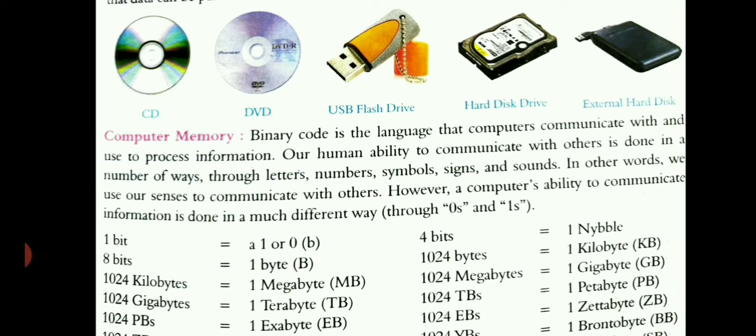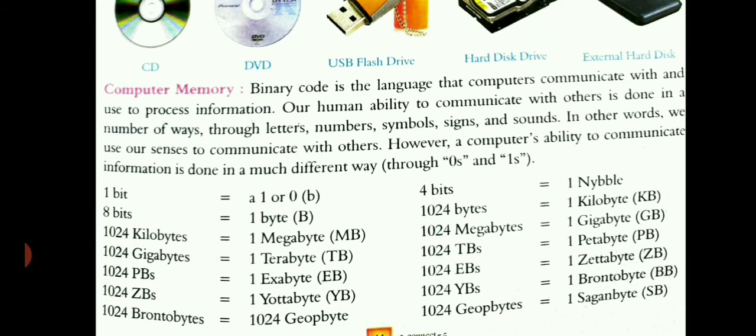Our human ability to communicate with others is done in a number of ways: through letters, numbers, symbols, signs and sound. We all know humans can interact with each other with sound, with letters, with numbers, but computers interact only with two numbers, 0 and 1. In other words, users use their senses to communicate with others. However, the computer's ability to communicate information is done in a much different way.